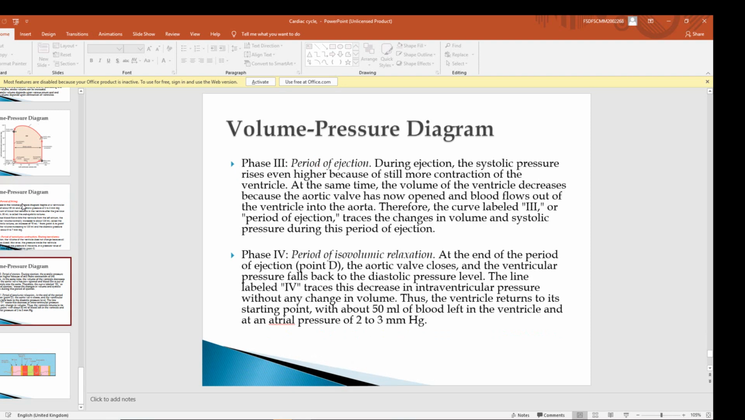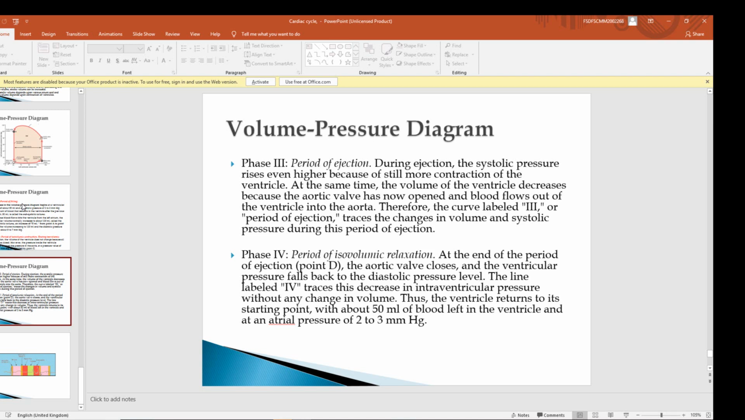Period of ejection. During ejection, the systolic pressure rises even higher because of still more contraction of the ventricles. At the same time, the volume of the ventricle decreases because the aortic valve has now opened and blood flows out of the ventricles into the aorta. Therefore, the curve labeled 3, or period of ejection, traces the changes in the volume and systolic pressure during this period of ejection.